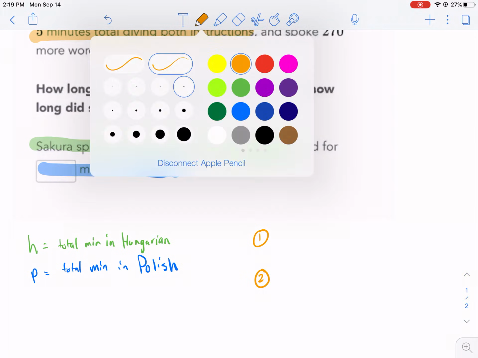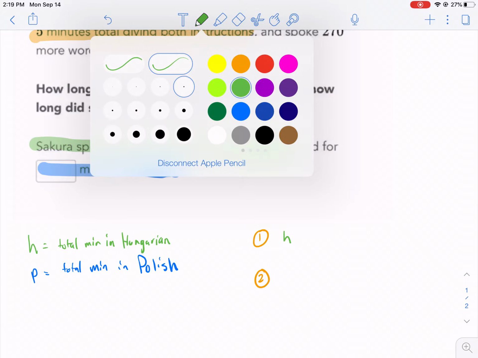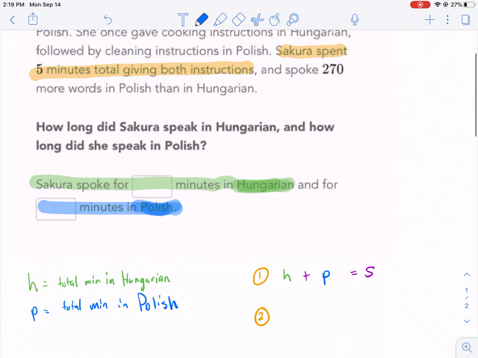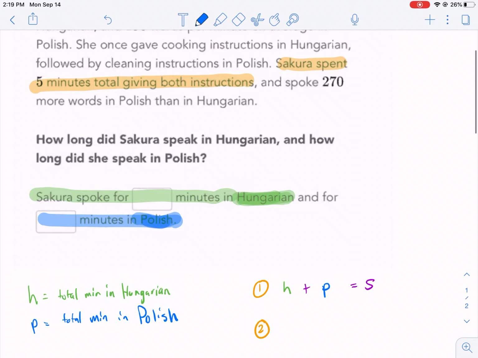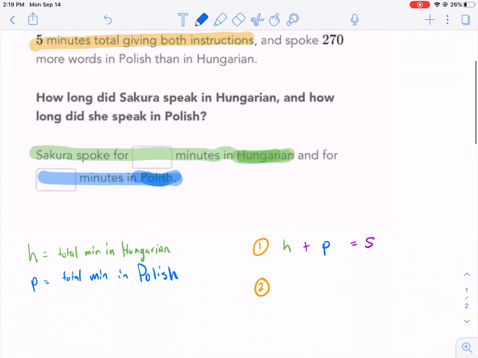Well, how do we know? Well, we know that H plus P is going to be equal to 5 minutes. If we take the number of minutes in Hungarian plus the number of minutes in Polish, together they equal 5 minutes. So that's why it's important to make sure we label the minutes here so that we understand what we're trying to find. So we have one equation, but because we have two variables, we cannot solve for it, so we need a second equation.